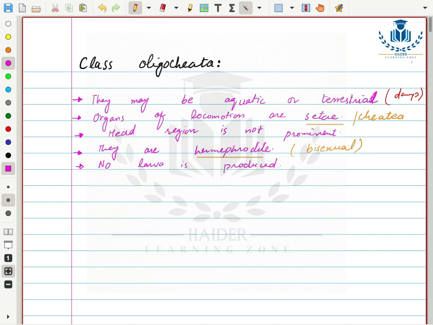So there are many points that differentiate class Oligochaeta from class Polychaeta. First point is their organ of locomotion. In this case, organs of locomotion are setae, while in case of class Polychaeta, these are parapodia. Head region is not prominent in this class, but in class Polychaeta, head region is distinct with many special structures. They are hermaphrodite, while the organisms included in class Polychaeta were not hermaphrodite. Larval stage is not produced in this class, while in class Polychaeta, larval stage is produced during the developmental stages.